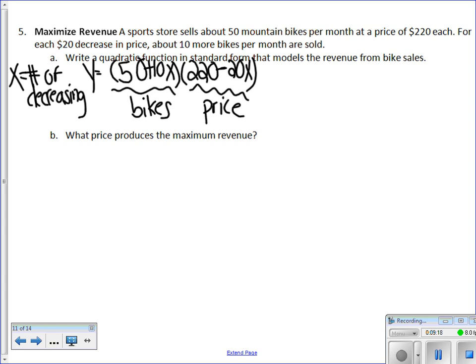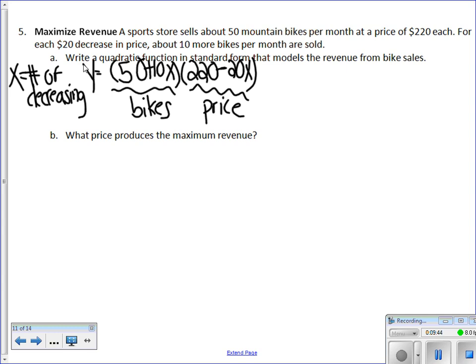What I want you to do right now is pause the video. You have two options. You can use the box method or FOIL and get this into standard form. That is what I suggest. So I want you to do that right now. Option number 2 would be to just keep moving on and use the intercept form to find the vertex, but I suggest putting it in standard form. Pause the video, put it in standard form. When you're done, I'll put the standard form up there for you.